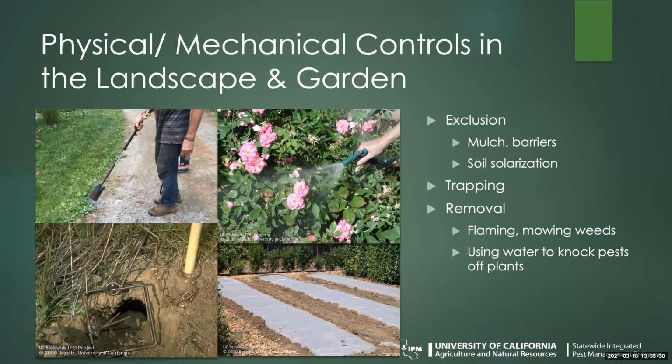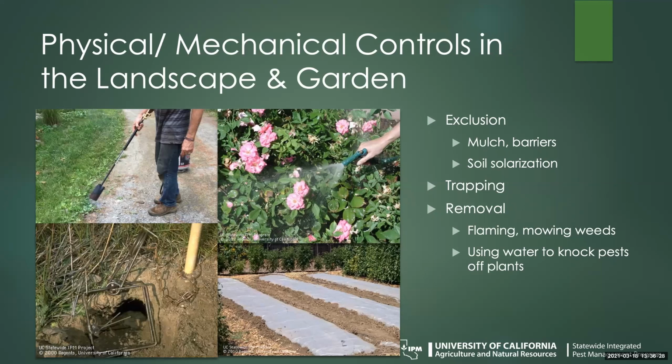Out in the landscape and garden, you can use mulches and other barriers to minimize the weeds and physically block them from growing. You can use soil solarization to heat up the soil in an area and to kill some of the pests in the soil. And so that's another physical control. Again, trapping with various kinds of either sticky monitoring traps or, like what's shown here, a vertebrate trap called a conibear trap. And so, many different examples.